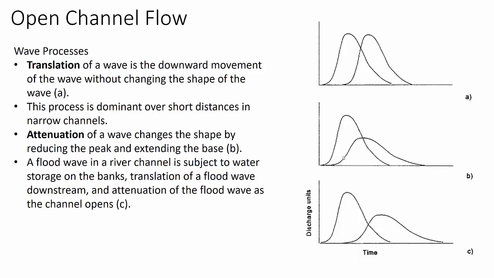A flood wave in a river channel is subject to water storage in the banks, translation of a flood wave downstream, and attenuation of the flood wave as the channel opens, which creates a sort of modified discharge curve where you see both attenuation and translation. And certainly, as rivers get larger, this is the more common phenomenon.